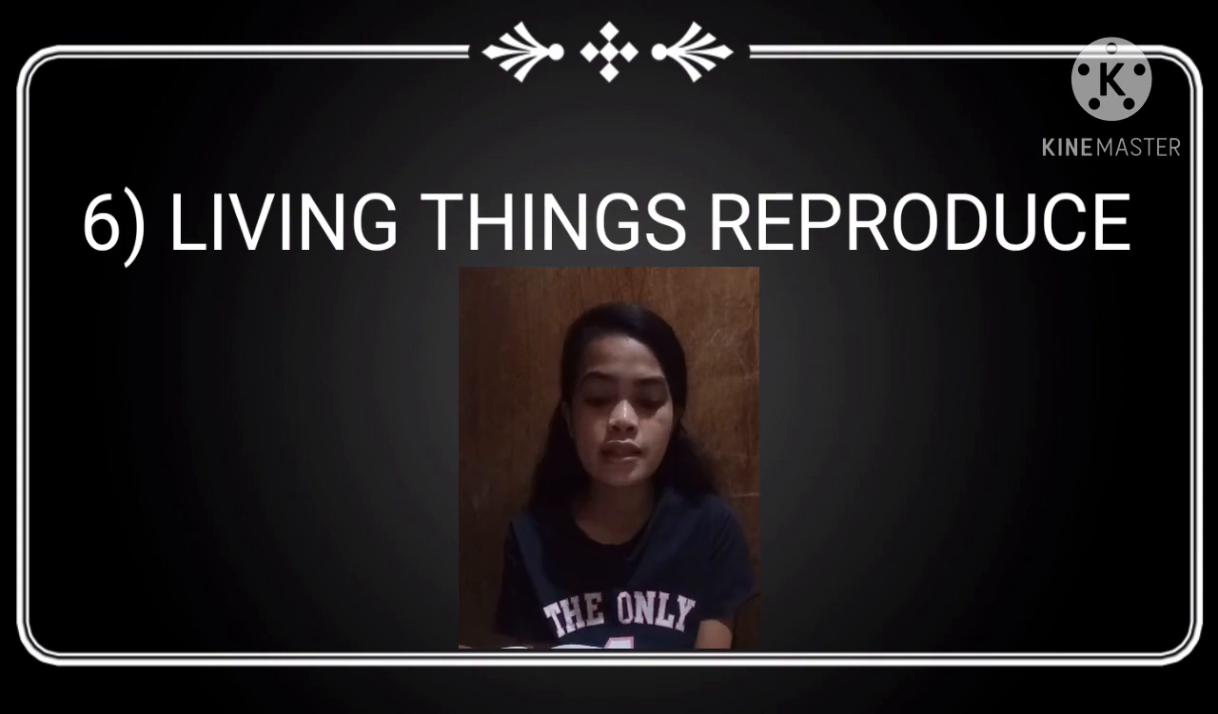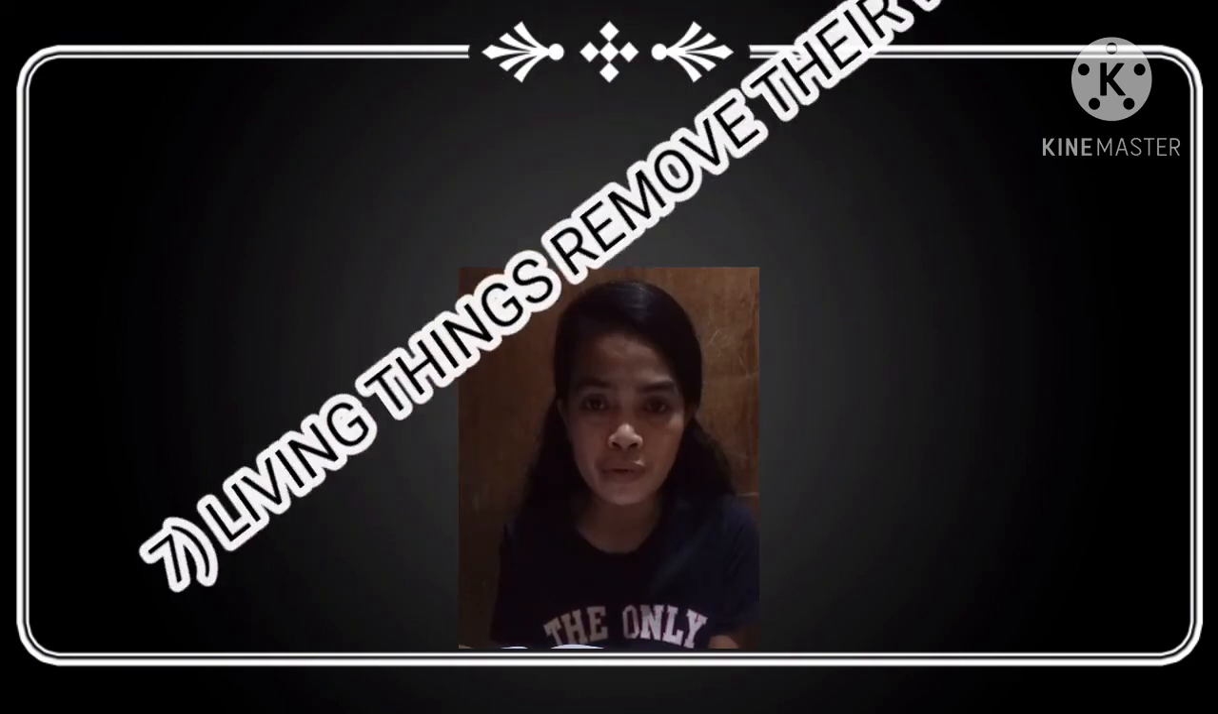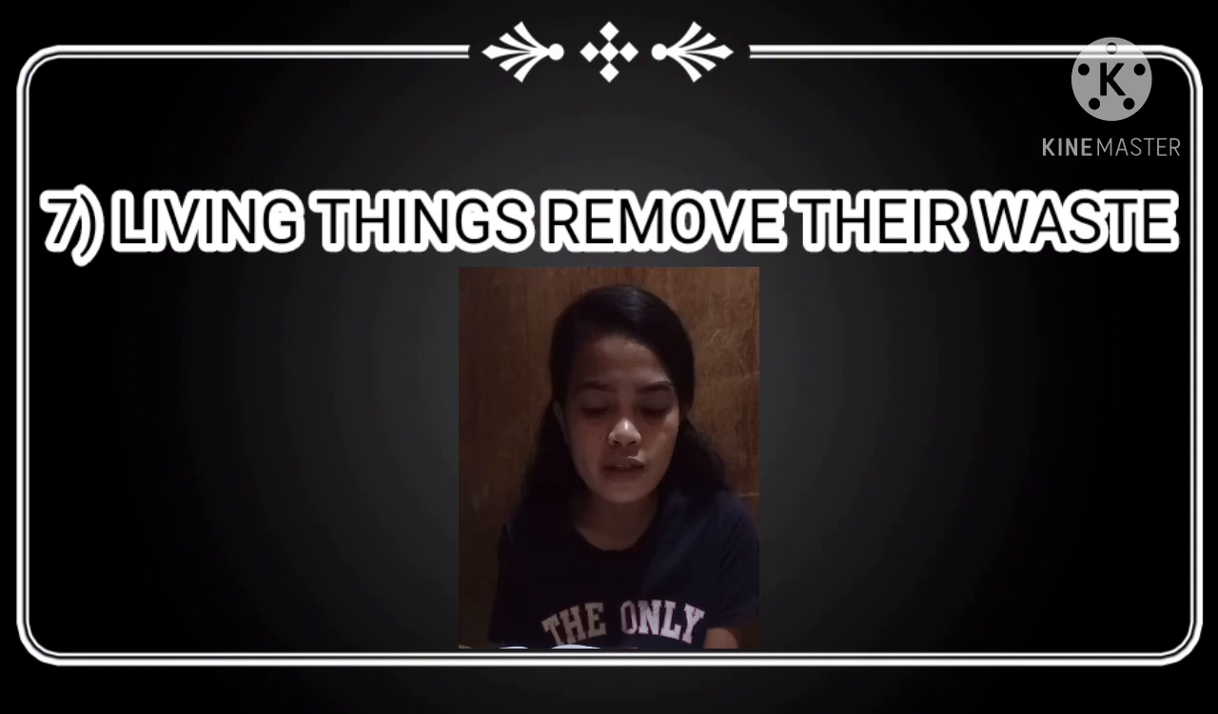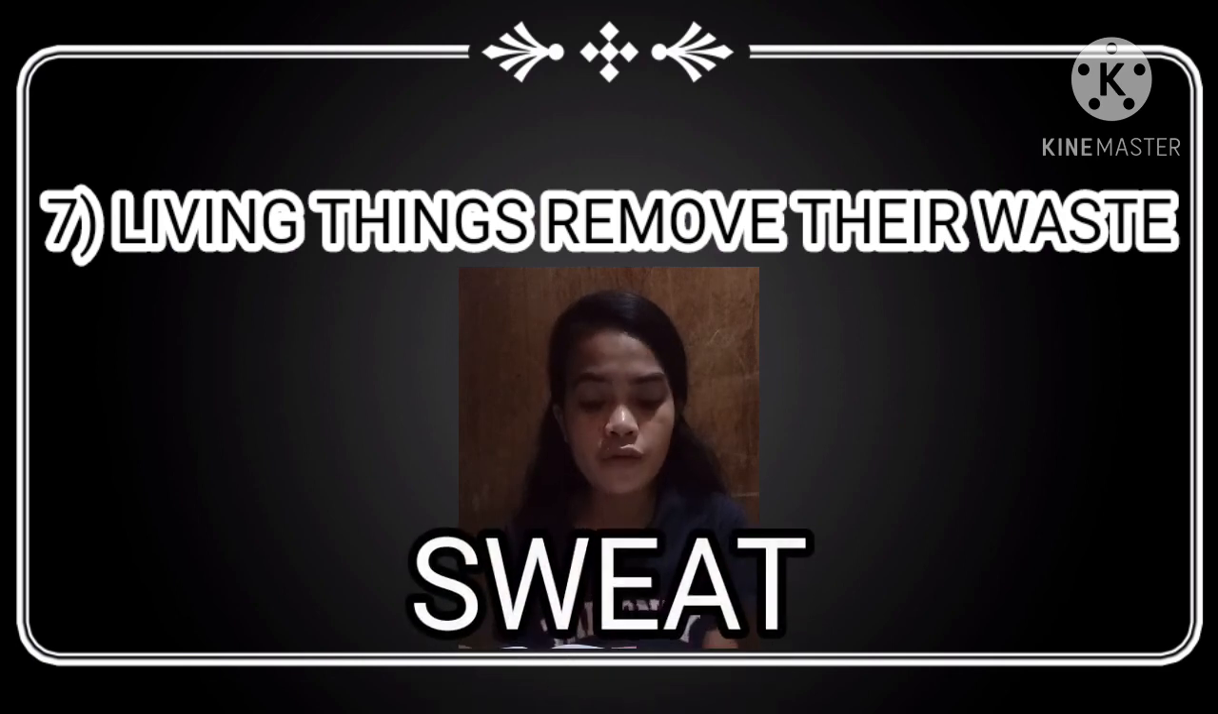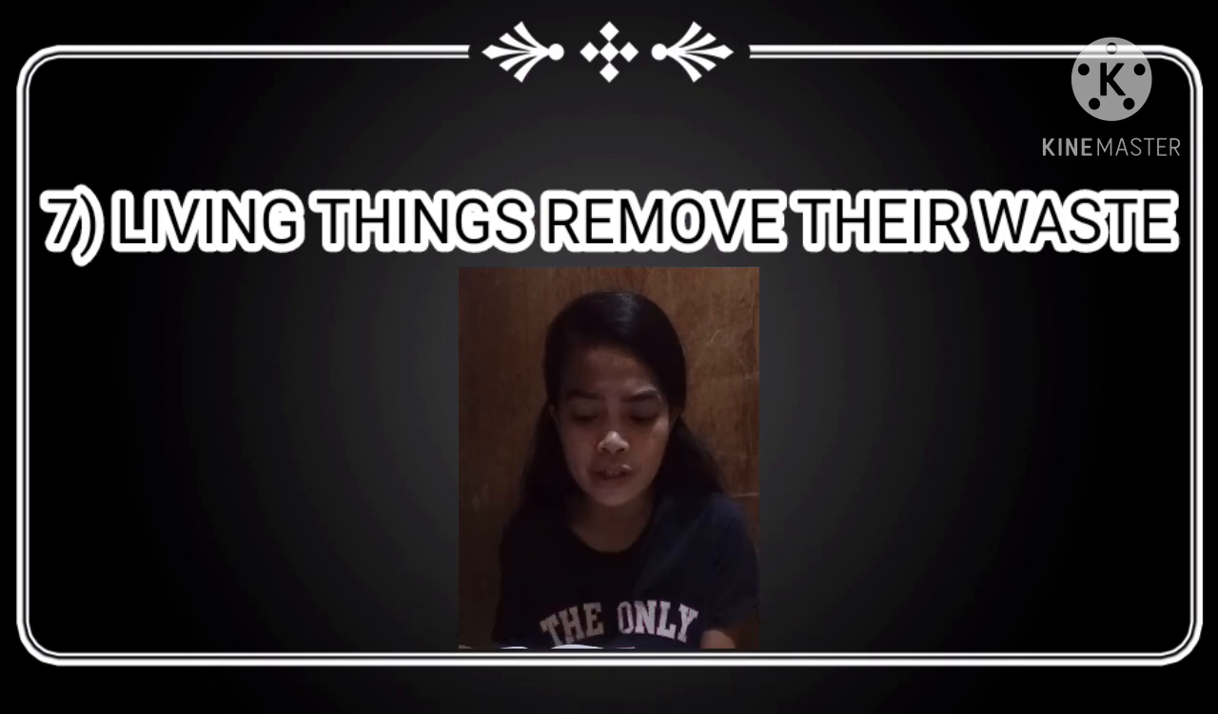And lastly, let's talk about how living things remove their waste. Living things remove waste from their body. People and animals excrete or get rid of their waste, which are mainly urine and feces. Did you know that the sweat of people is also considered waste? On the other hand, plants give off oxygen as their waste.